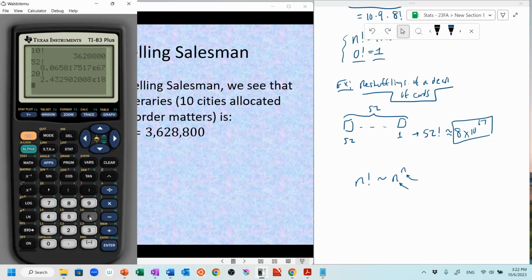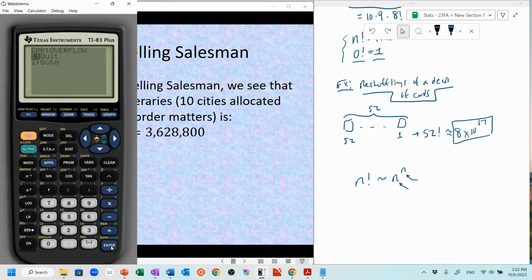As an aside, if we do 69 factorial on the calculator, we see that we get about 10 to the 98th. And if we try to do 70 factorial, we get an overflow error. 70 factorial is too big for our calculator to do, or any other input bigger than 70. At least for the TI-83.